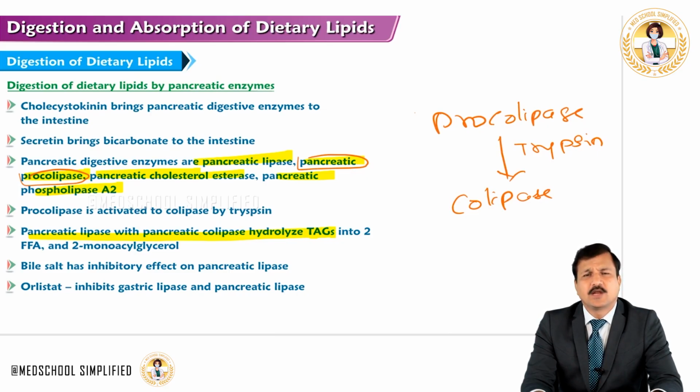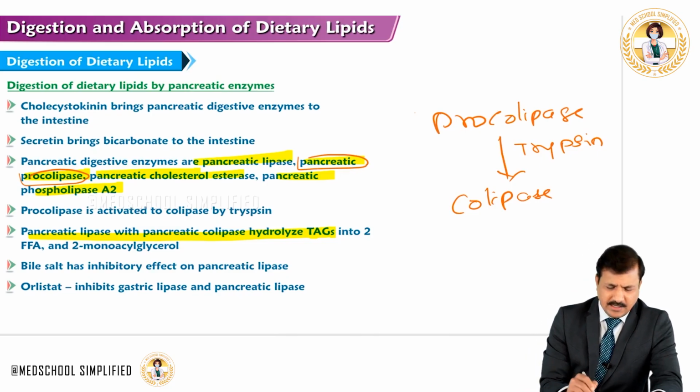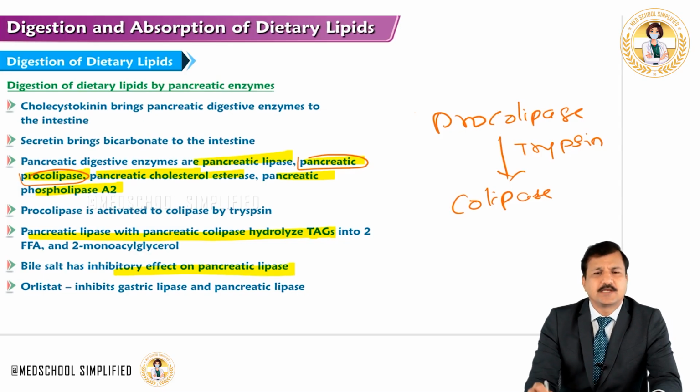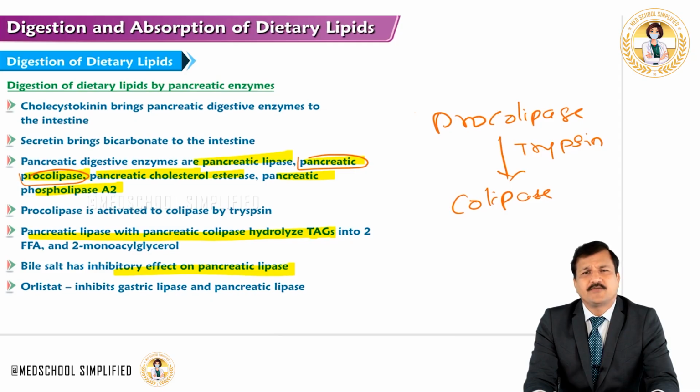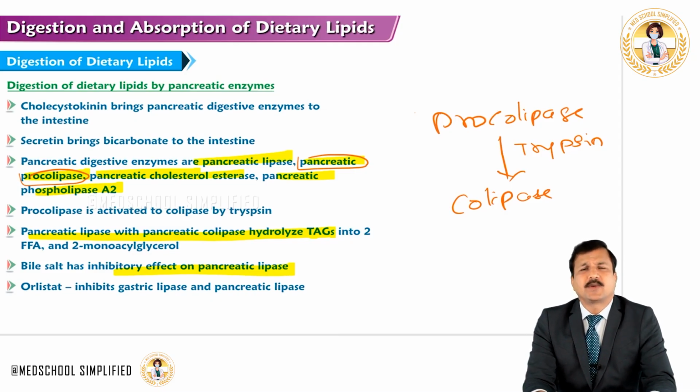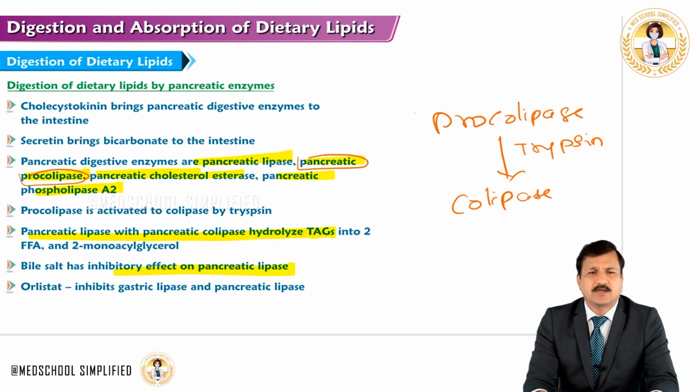Then why do we need colipase actually? The colipase helps in the activity of pancreatic lipase because bile acids and bile salts have an inhibitory effect on pancreatic lipase, and having colipase together, that inhibitory effect is relieved. That's why pancreatic lipase needs pancreatic colipase.